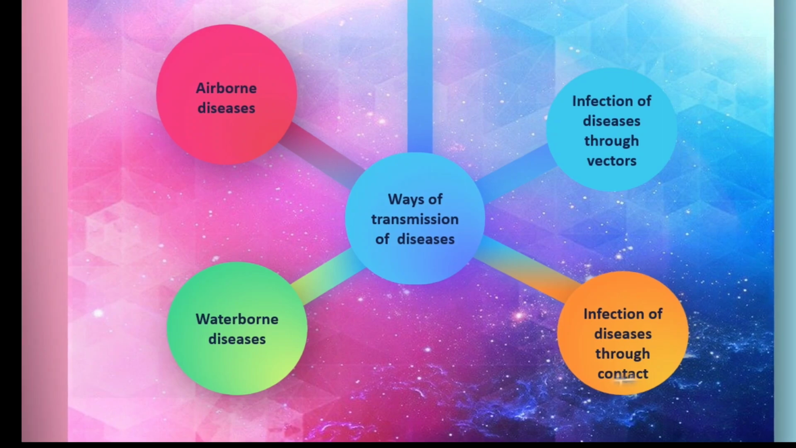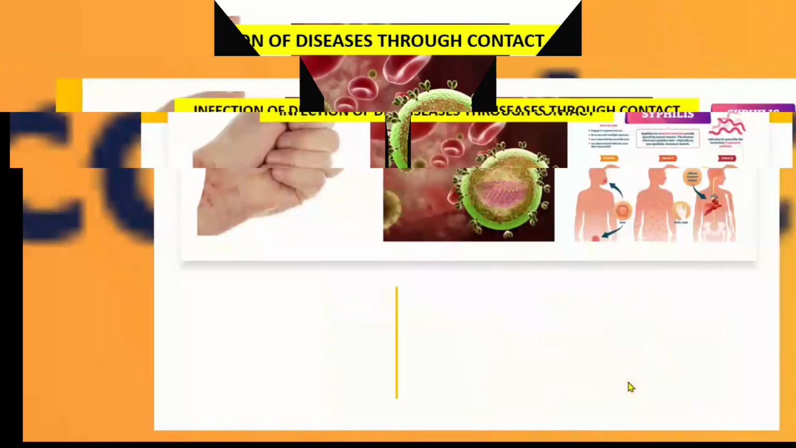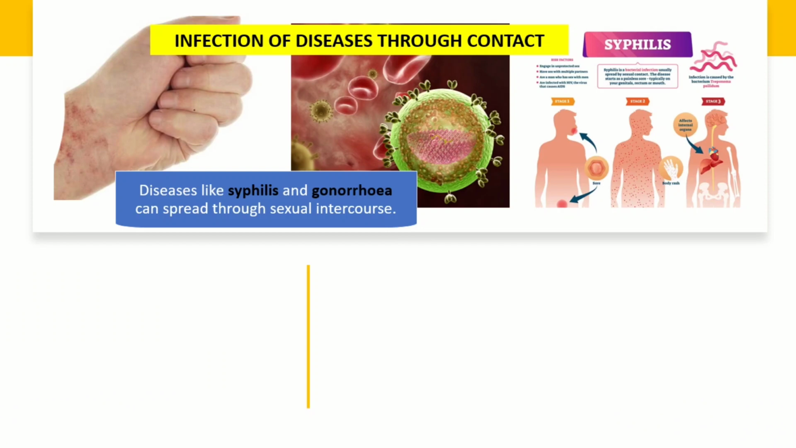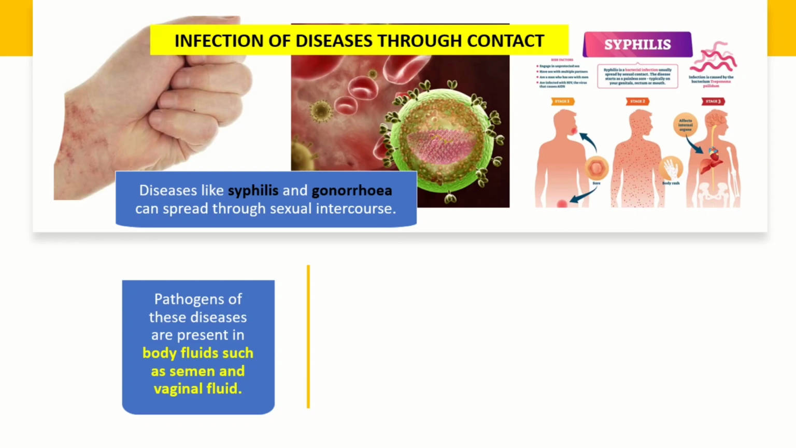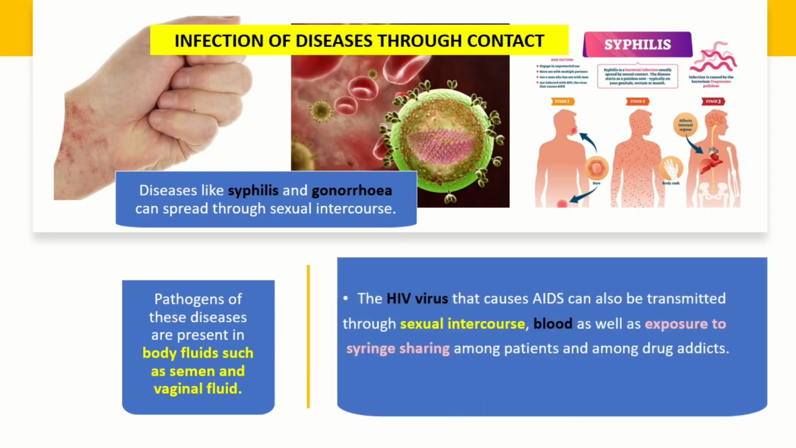The third one is about the infection through contact. Diseases like syphilis and gonorrhea can also spread through sexual intercourse. The pathogens of these diseases are present in body fluids, such as semen and vaginal fluid. The HIV virus that causes AIDS can also be transmitted through sexual intercourse, blood, as well as the sharing of injection needles among patients, iaitu perkongsian jarum suntikan di antara pesakit dan juga penagih dadah.